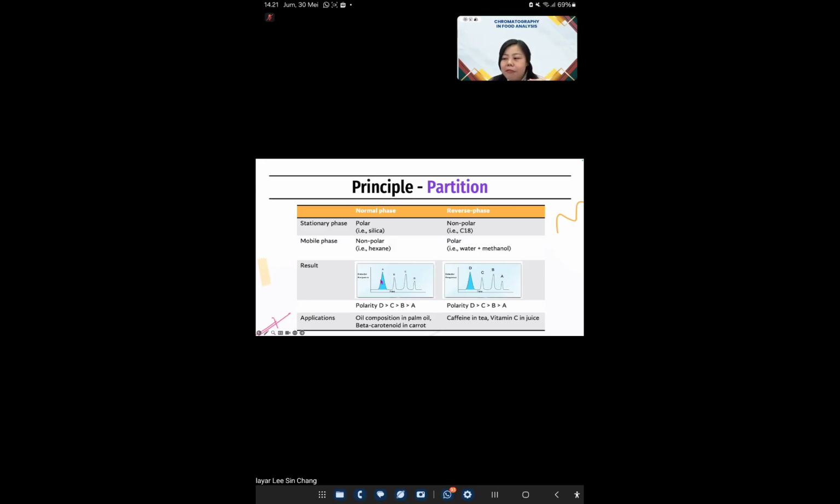A will come out first because A is non-polar. It will come out together with the mobile phase. So the polarity of the compounds is D higher than C, higher than B, higher than A. In normal phase, those that are not polar will come out first. So with this setting, you can apply it to compounds that are non-polar, like for example oil, palm oil, and also beta-carotene. Vitamins are usually non-polar, so you can use the normal phase setting, except vitamin C.